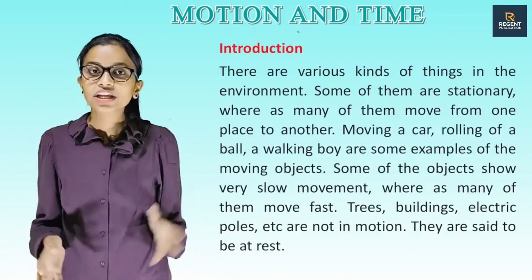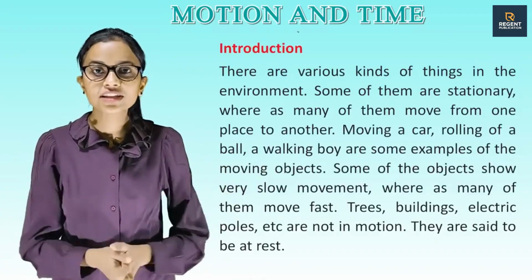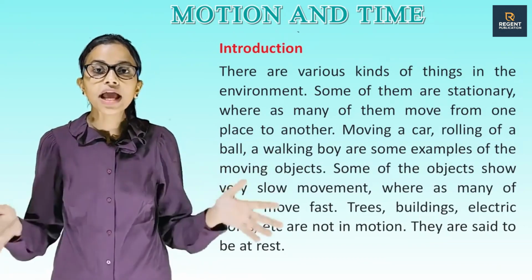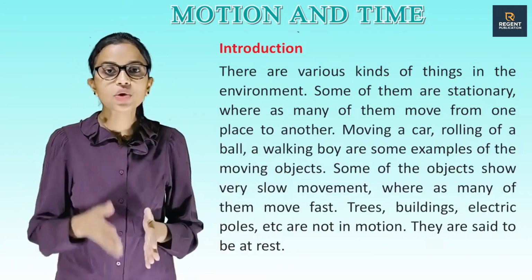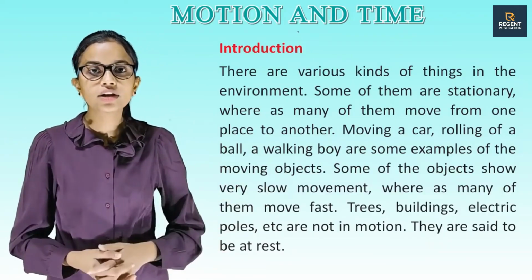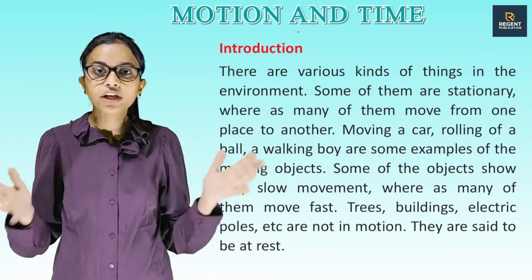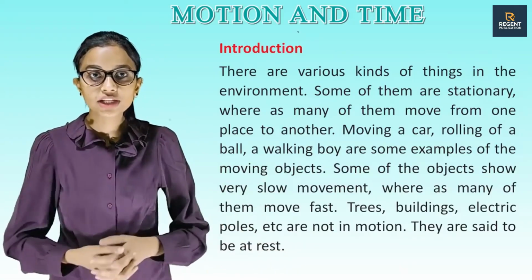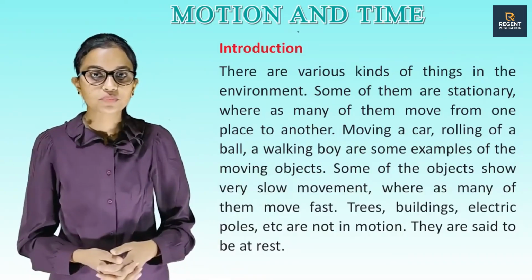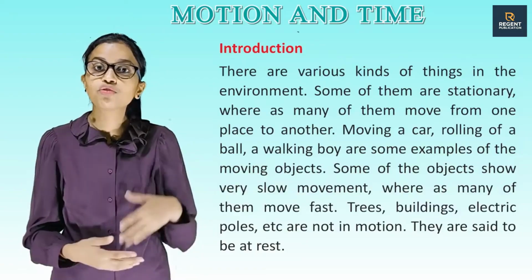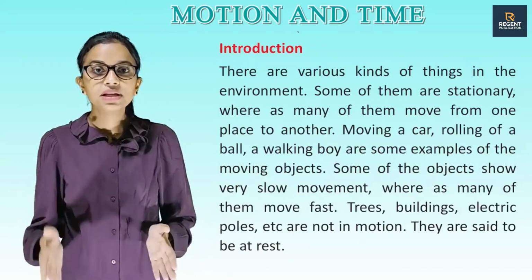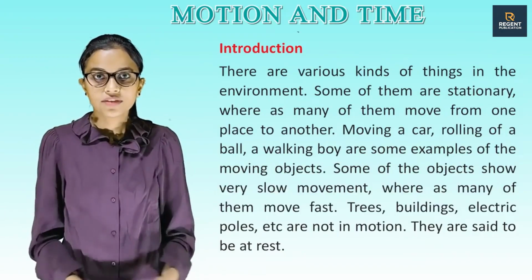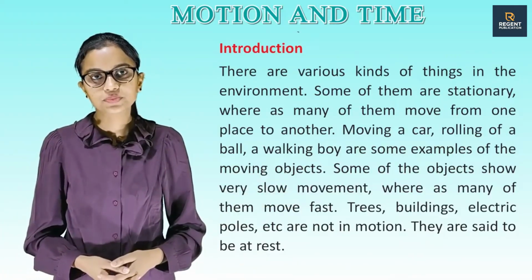So, let's start. Introduction. There are various kinds of things in the environment. Some of them are stationary, whereas many of them move from one place to another. A moving car, a rolling ball, a walking boy are some examples of moving objects. Some objects show very slow movement, whereas many of them move fast. Trees, buildings, electrical poles, etc. are not in motion. They are said to be at rest.